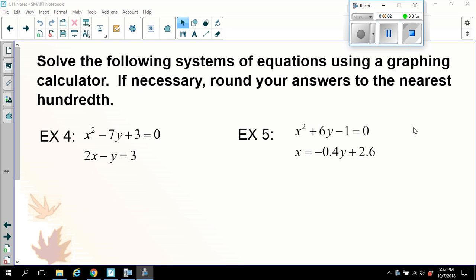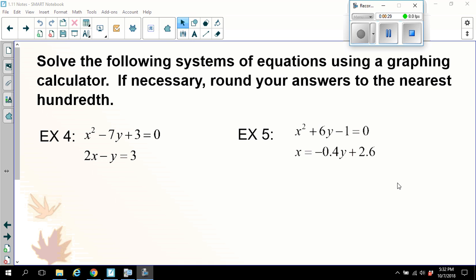So here are the notes for 1.11, example 4, and example 5. You have already seen how to solve systems of equations using the algebraic method, that's basically using substitution. But sometimes the substitution way doesn't work, as you can kind of see in example 5, right, we have some decimals. Well, we can't really factor decimals. We can, but it does become very difficult.